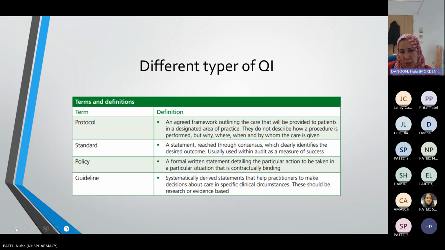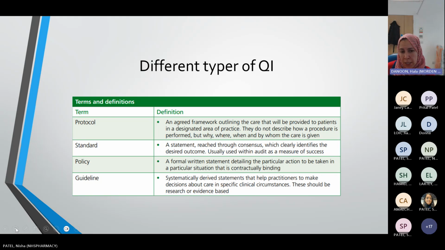A standard is a different type, and that's a statement reached through consensus, which clearly identifies the desired outcome. And it's usually used within an audit. So you have a standard, and then you do the audit and you compare it to that standard. A policy is a formal written statement detailing the particular actions to be taken in a particular situation. So normally you have prescribing policies, and having a prescribing policy and then writing a protocol, they should kind of cross with each other, but they're not identical.